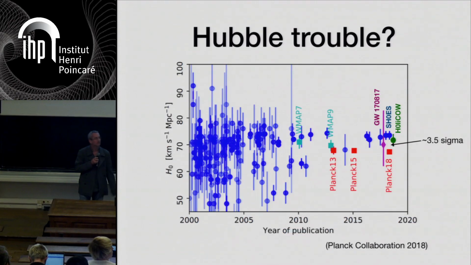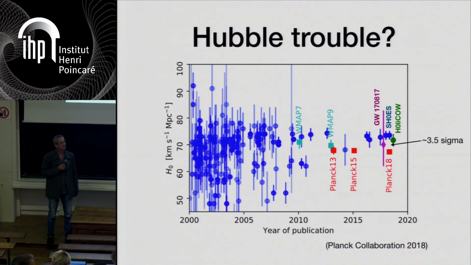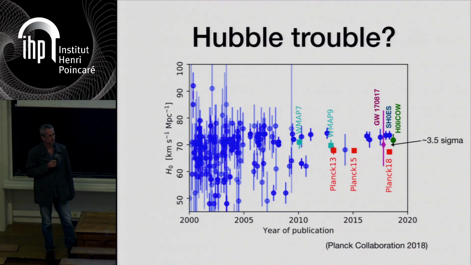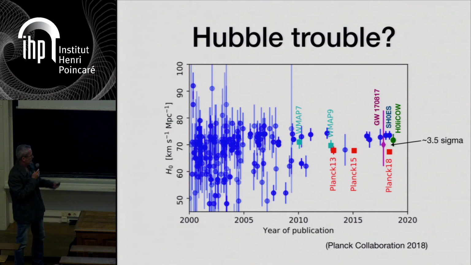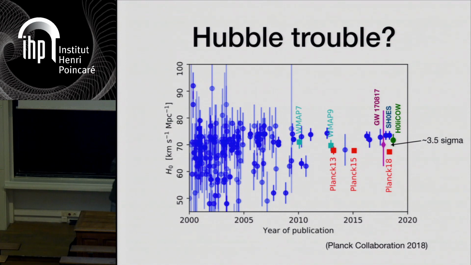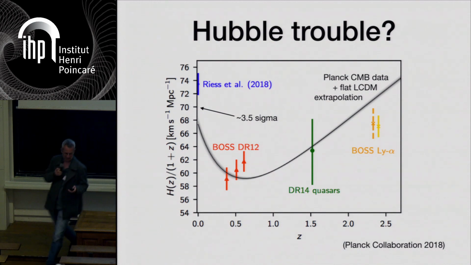Yes. So aside from the discrepancy, the statistical significance you quote for the discrepancy is entirely driven by the SH0ES error bar. Almost entirely, yeah. You can see it actually a bit better on the next slide.